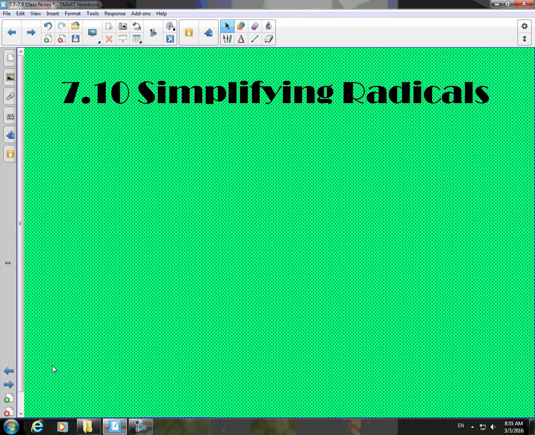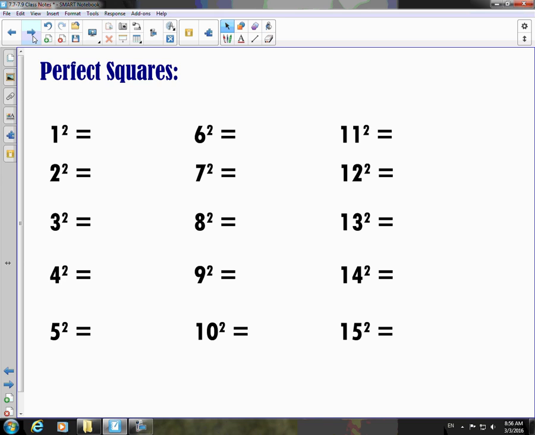Section 7.10 is on simplifying radicals, and in order to do that we need to be aware of what perfect squares are, because these are going to be really helpful in simplifying. So go ahead and use either your green power sheet or your calculator to fill out this table.